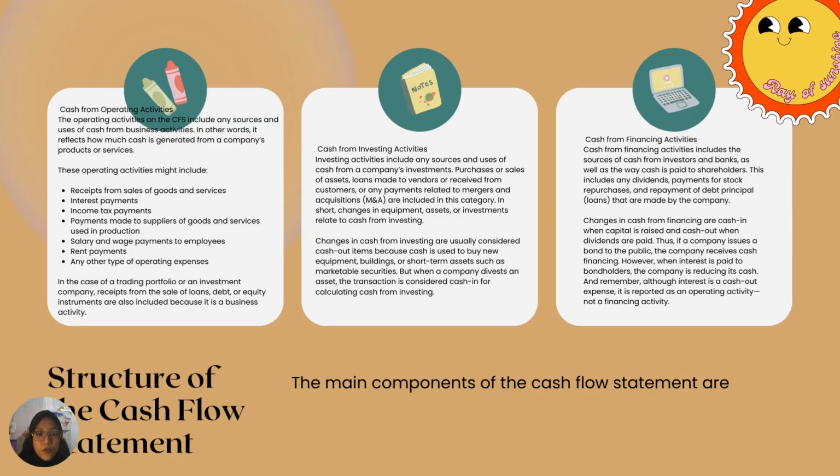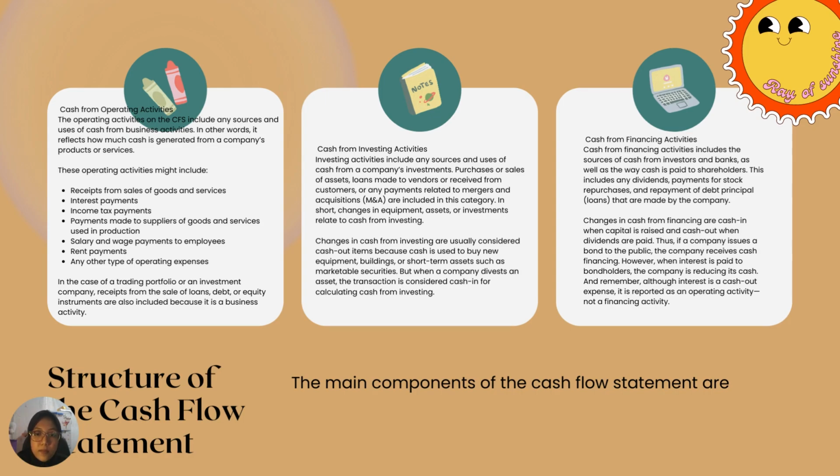Next, the structure of the cash flow statement. The main component of the cash flow statement is cash from operating activities. The operating activities on the CFS include any sources and uses of cash from business activities. In other words, it reflects how much cash is generated from a company's products and services.